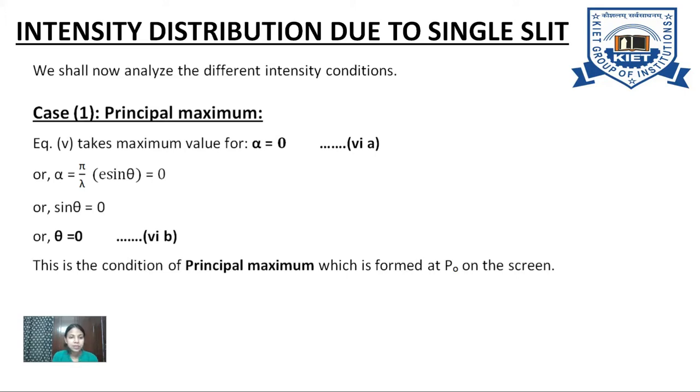Equation 5 will take maximum values for alpha equals to 0. Alpha equals to 0 simply implies that pi upon lambda e sine theta is equal to 0, or sine theta is equal to 0 and theta is equal to 0. So this is the condition of principal maximum, and it clearly states that since theta is equal to 0, principal maximum or central maximum is formed at point P0 on the screen.